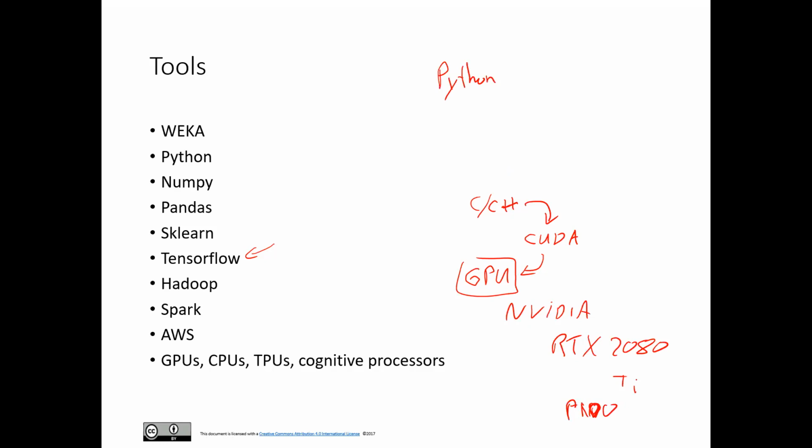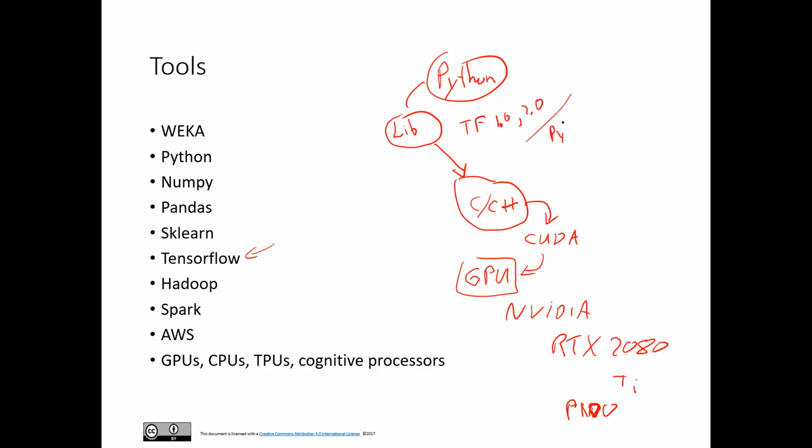So when you develop a library in Python, right, then that library gets compiled into C. So really, that's the connection right there. But right now, libraries are TensorFlow 1.0, 2.0, PyTorch. But you could build your own, right?